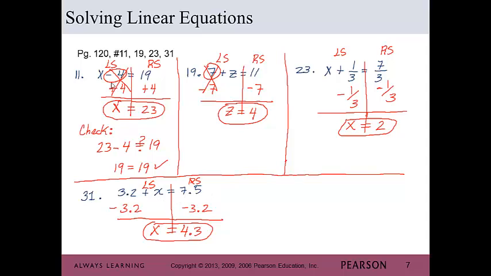So remember, if something is subtracting and you need to move it, just add it. If something is adding or positive and you need to move it, just subtract it. So the opposite of adding is subtraction. And the opposite of subtracting is adding.